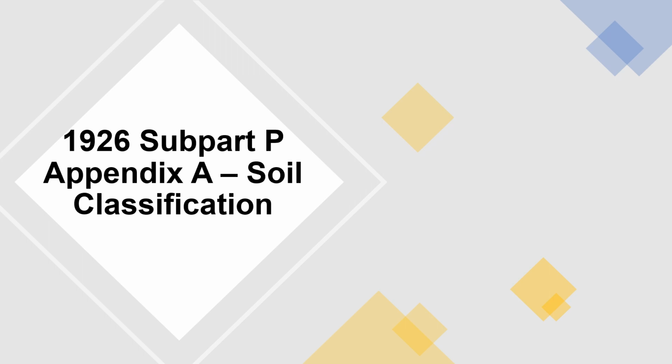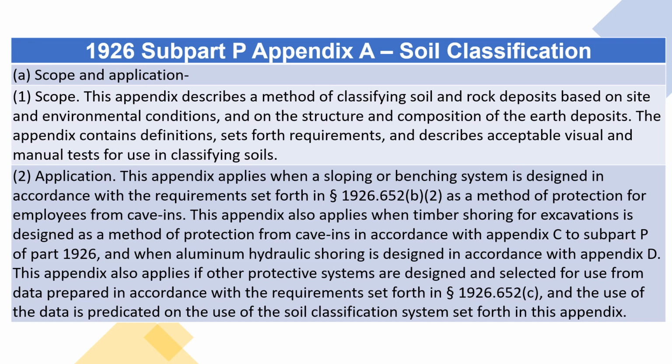1926 Subpart P Appendix A. Soil Classification. Scope and Application. Scope. This appendix describes a method of classifying soil and rock deposits based on site and environmental conditions, and on the structure and composition of the earth deposits.